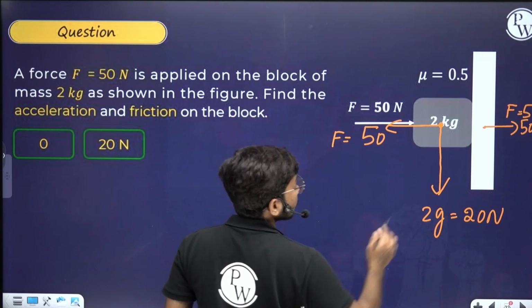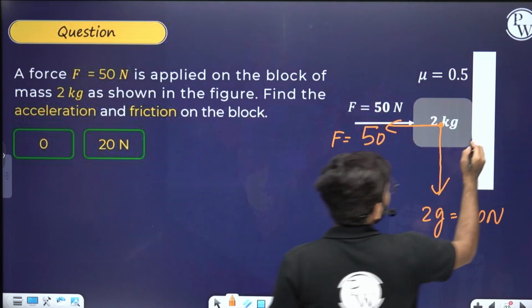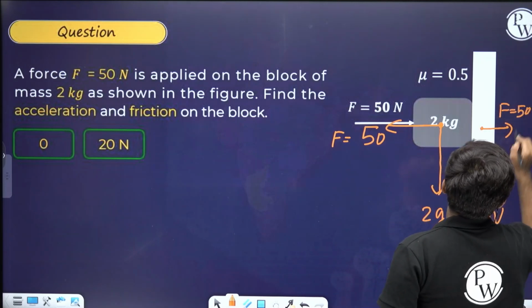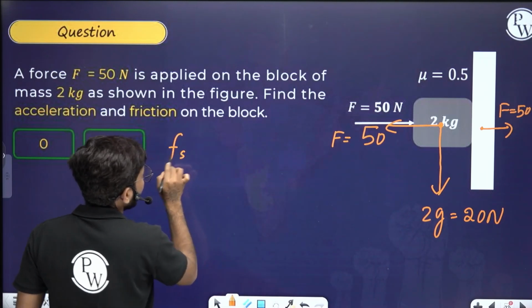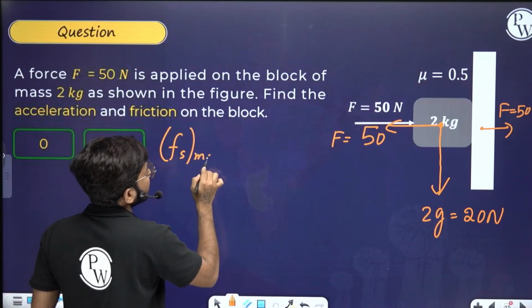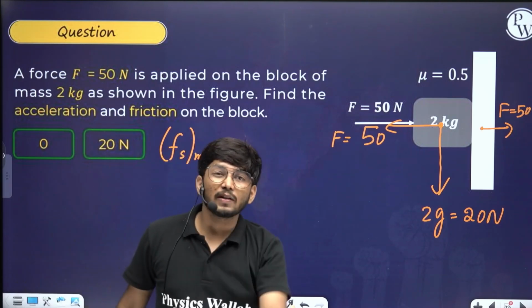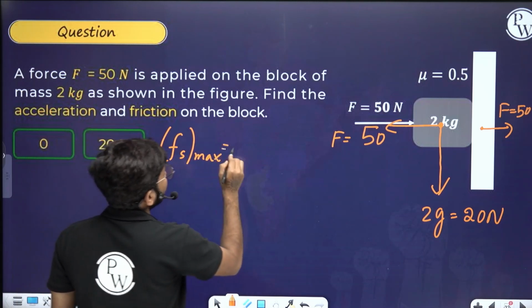So with normal reaction F being 50 Newton, I can calculate the friction value. F is 50 Newton. But what type of friction do we always calculate? We always calculate the limiting value of static friction, Fs max, because if we know Fs max we can tell whether the block is moving or not. First, how do we write Fs max?